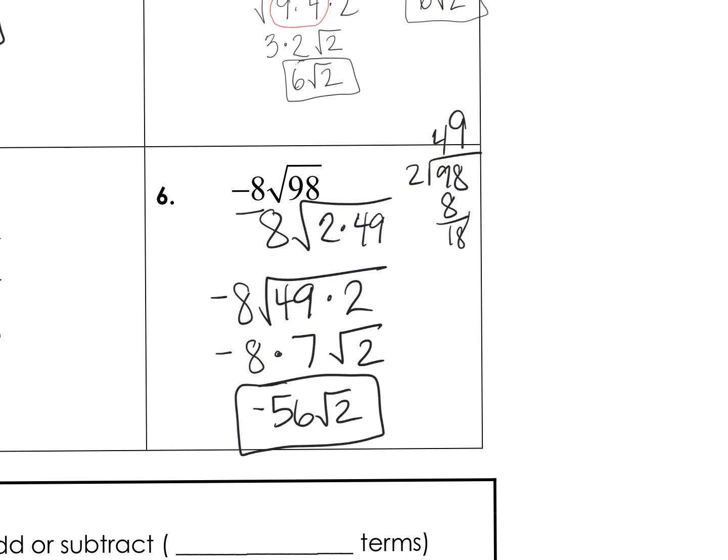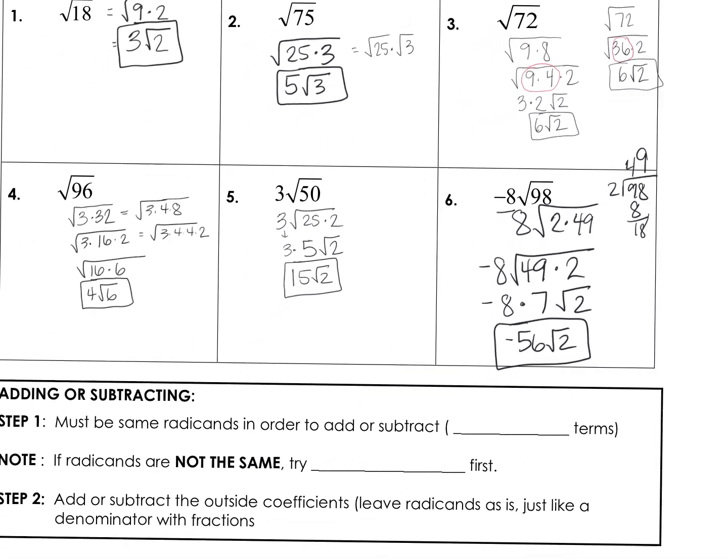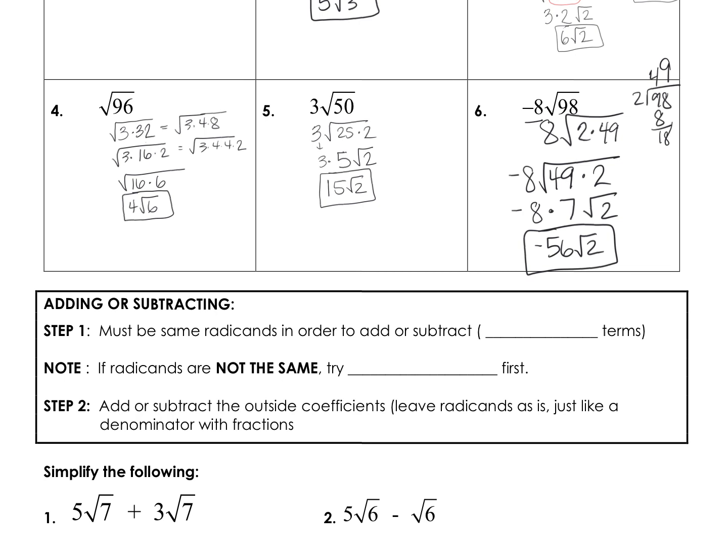So that's simplifying. Simplifying is probably the hardest thing we're going to talk about today. The next thing is adding and subtracting. In order to add or subtract, they have to have the same radicands. That means they have to have like terms. So if you have radicands that are not the same, then you want to try to simplify first. And so we add or subtract the outside coefficients, leaving the radicals just as they are, just like it says a denominator with fractions, or just like when you have like variable terms.